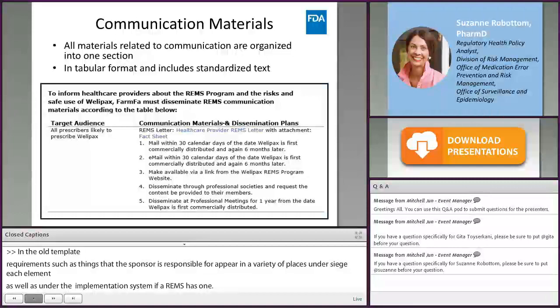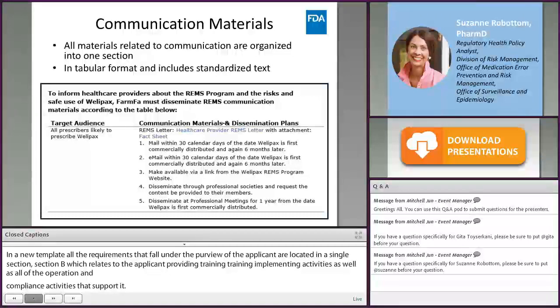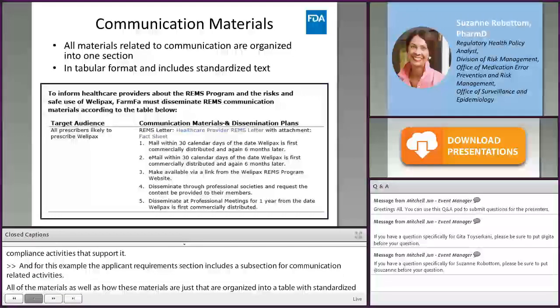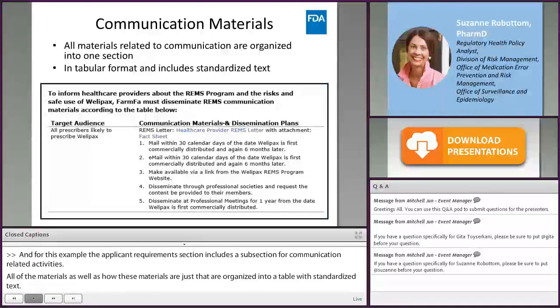For this example, the applicant requirements section includes a subsection for communication-related activities. All the materials, as well as how these materials are distributed, are organized into a table with standardized text. The target audience appears on the left-hand side, and the associated materials and dissemination plan for that target audience are listed on the right-hand side. In this example, the target audience is all prescribers likely to prescribe Wellapaks. The applicant is required to distribute a REMS letter and fact sheet based on the distribution schedule on the right.